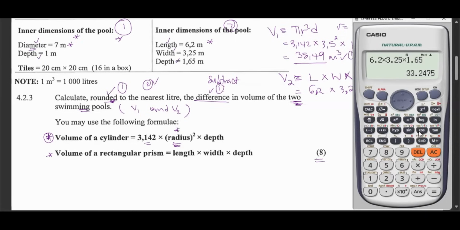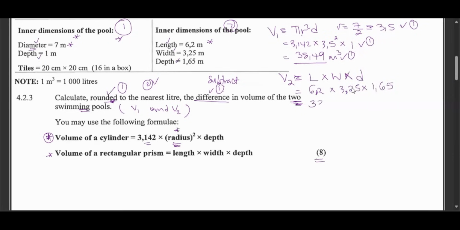I'll change my answer to decimals, whereby I'm getting 33.25. Look at that. We round off to 2 decimal places. So 33.25. Don't forget the units. These are still meters cubed. Mind you, the units have to be the same before you start calculating.